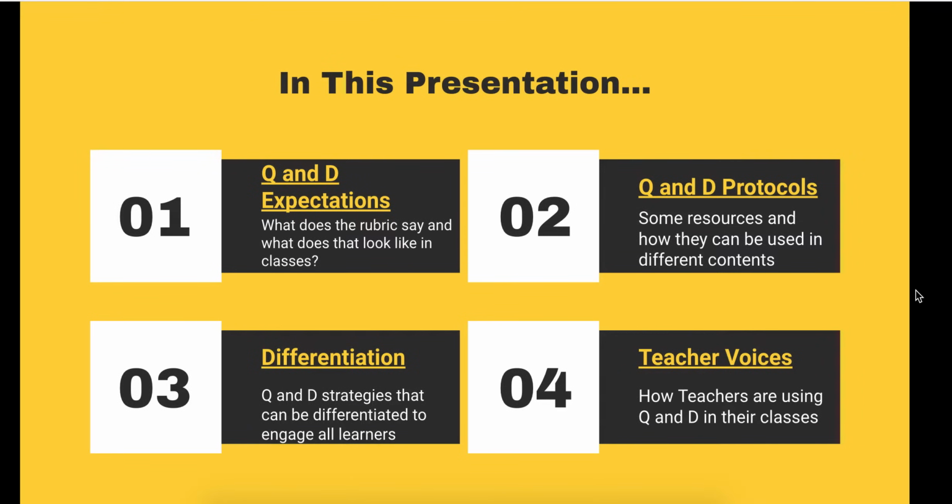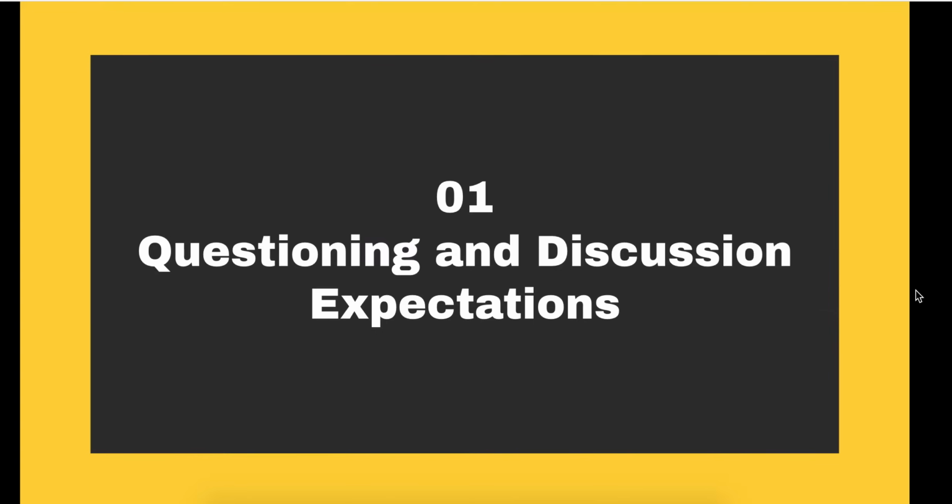So in this presentation, there are 4 sections. The expectations of questioning and discussion, what the rubric says, different protocols that can be used, some resources, different content areas. Differentiation, how you can use these different protocols to differentiate for students with IEPs, ELs, or students who just might be struggling in your classes. And lastly, teacher voices, so how teachers are implementing these things specifically in my building.